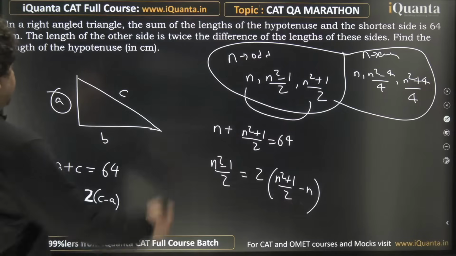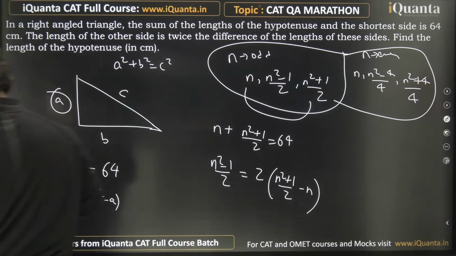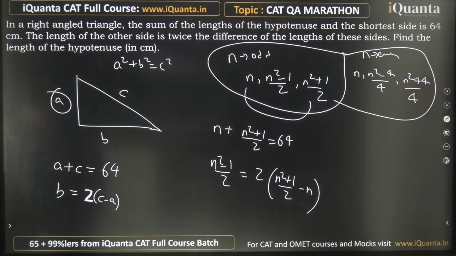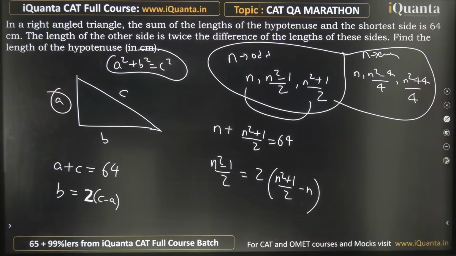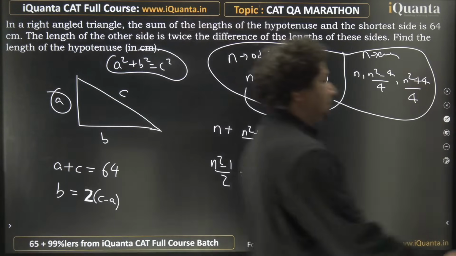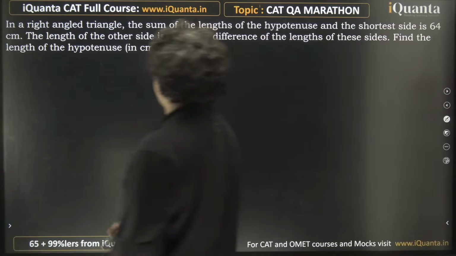Or you can also do it this way, that you can put a square plus b square is equal to c square by Pythagoras theorem. And this is also possible. You can do it in whatever way you want to. Okay, there are multiple ways, but let us do it by observation.